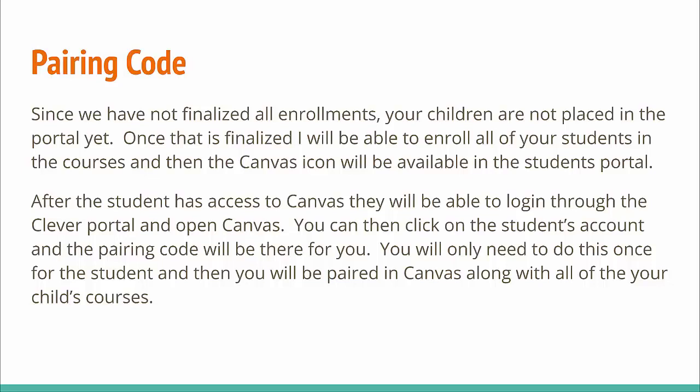After that takes place, I will send out instructions as well of how to get your pairing code. After the student has access to Canvas, they'll be able to log into the Clever portal and open Canvas. You can then click on the student's account, and the pairing code will be there for you. You're only going to need to do this once for the student, and then you'll be paired in Canvas along with all of your child's courses.